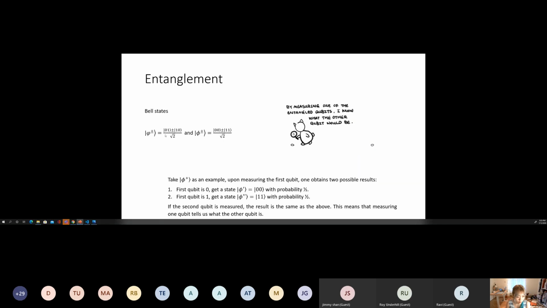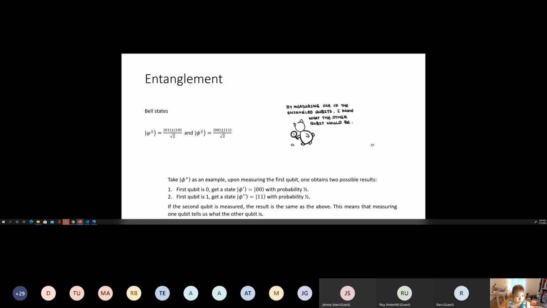So for Bell states, we have 4 options. All 4 configurations can be a Bell state. And what's special about them is that they have equal amplitudes, which means they have equal probability of getting these states out.